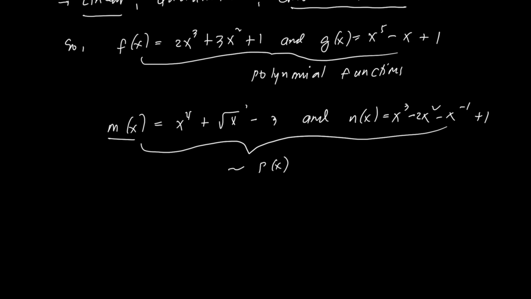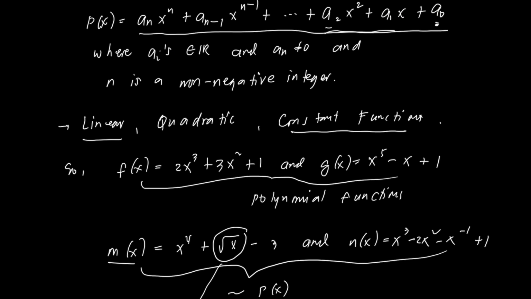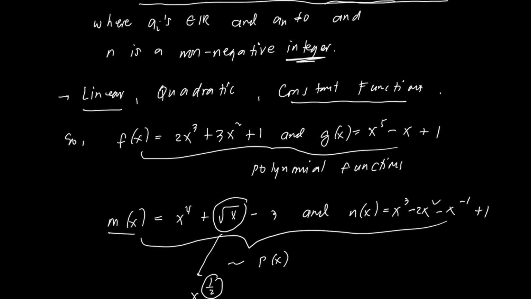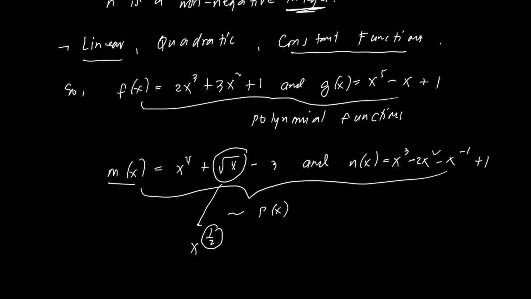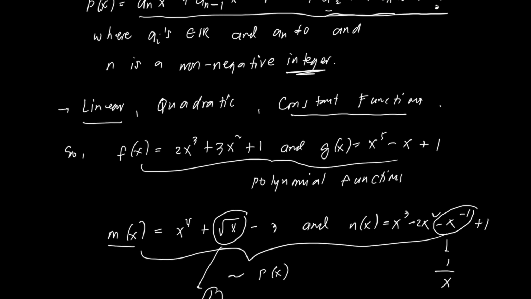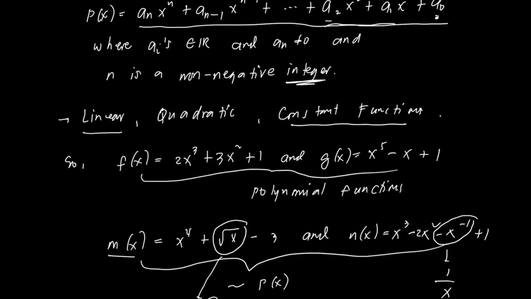Why? In m of x, this square root of x here is equivalent to x to the 1/2, and 1/2 is not an integer. So we have a condition here that n is an integer. Now, in the second example here, x to the power of negative 1 is 1 over x. So the exponent negative 1 violates the condition that n is a non-negative integer.